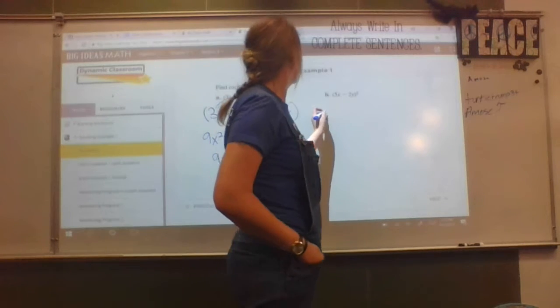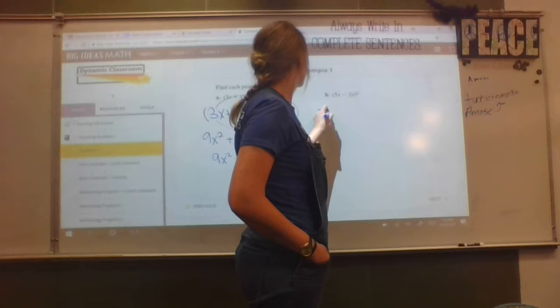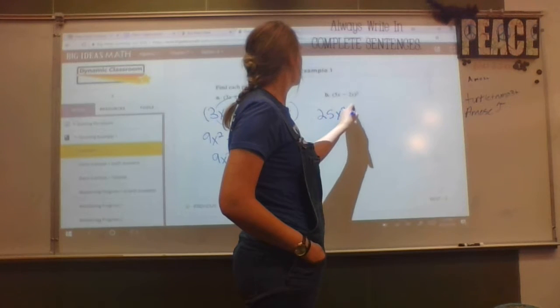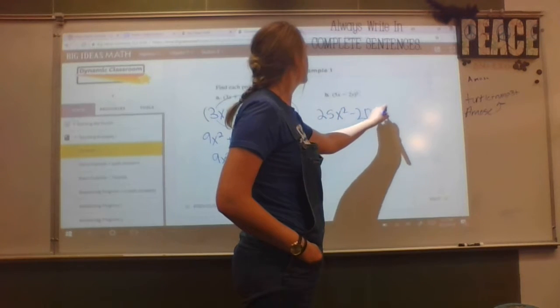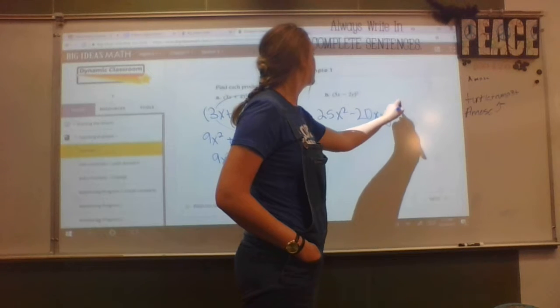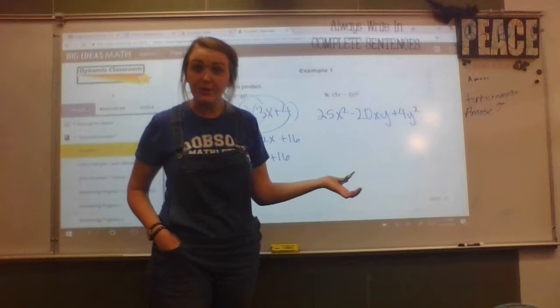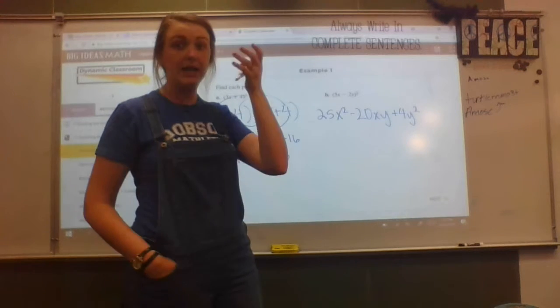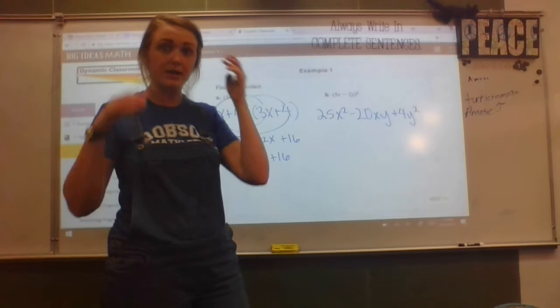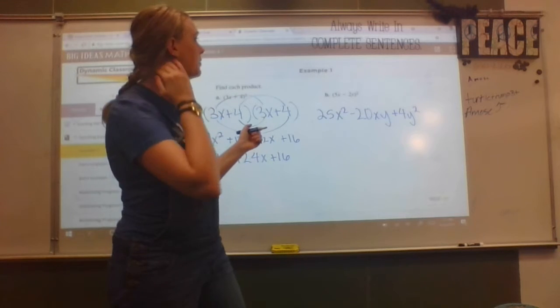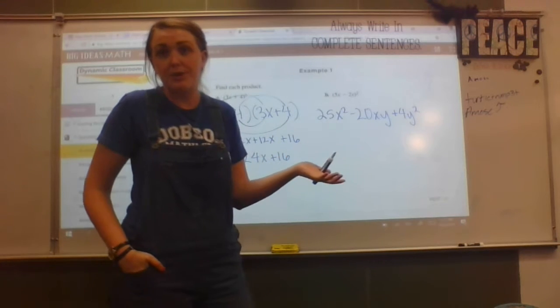This problem then becomes 25x squared minus 20xy plus 4y squared. So maybe you're wondering, how did I do that in my head? Well, it's because I know that this is a special product, and so I know that there's a formula for it, which is this. So this is why we do special products.